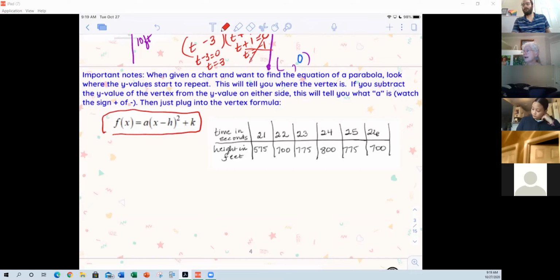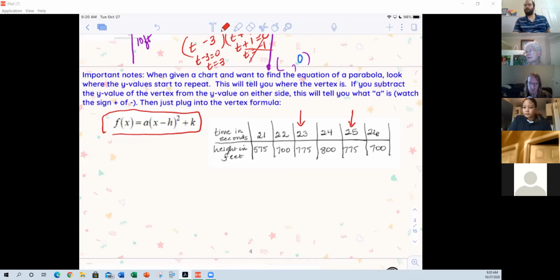So what you want to look at is where the y values start to repeat. Can you tell me where that happens in this data? Can you see where it starts to repeat the y values? At 25. Right. You can see that at 23 it's at 775. At 24 it's at 800. At 25 seconds it's back down at 775, right?